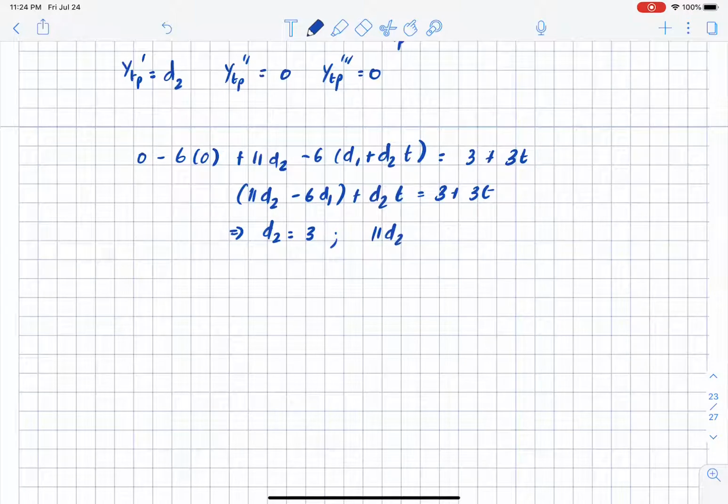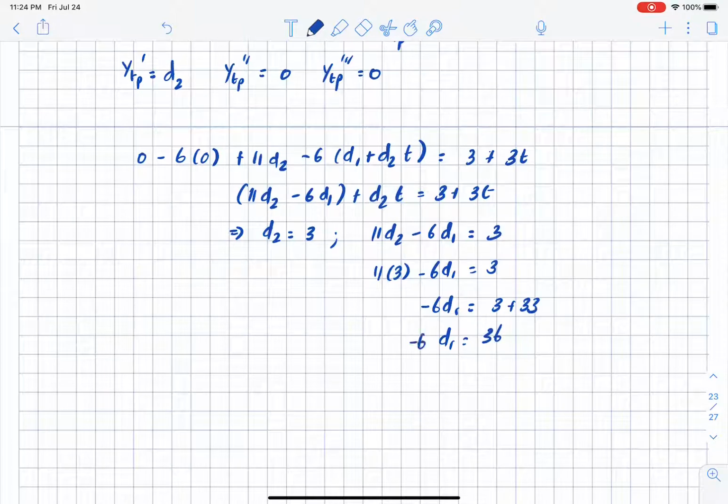11 d2 minus 6 d1 is equal to 3. So 11 times 3 minus 6 d1 equals 3. Minus 6 d1 equals 3 plus 33. d1 is 36 over minus 6. We have d1 equals 1 over 6 with a negative.